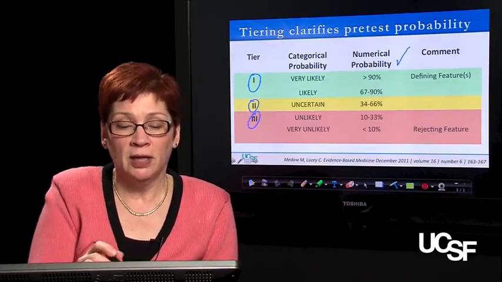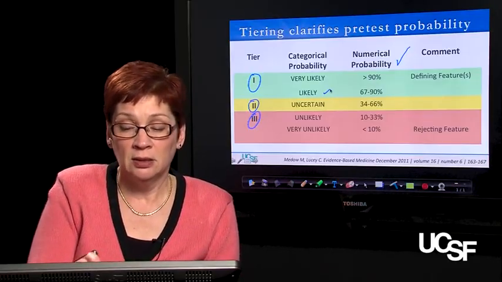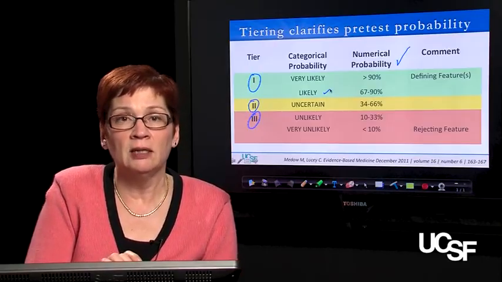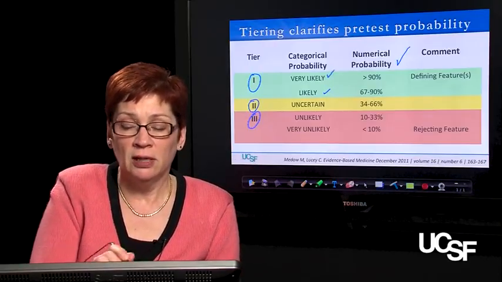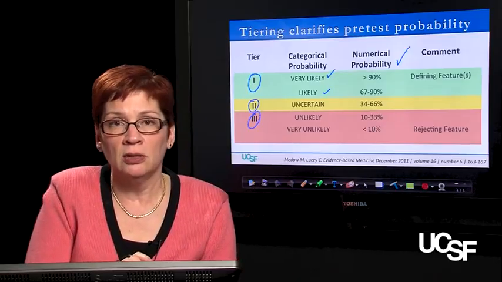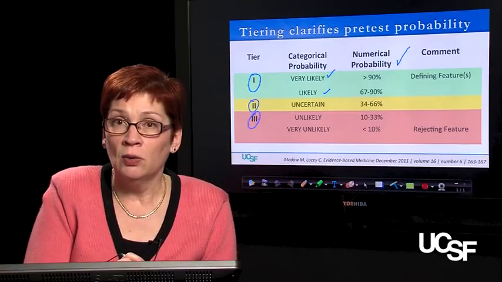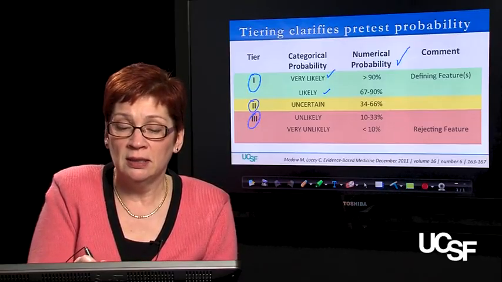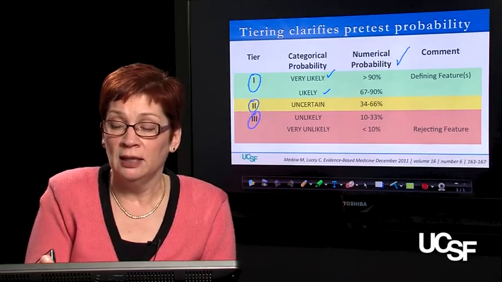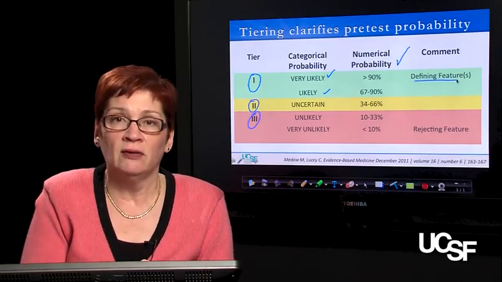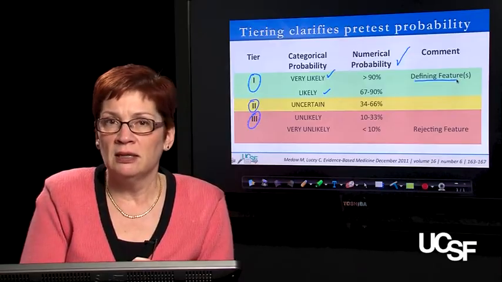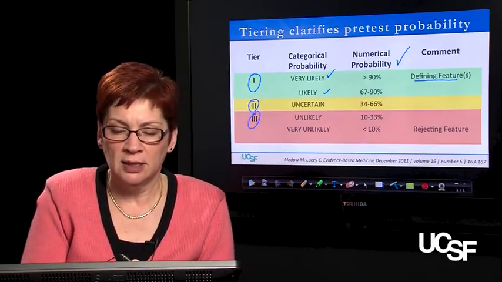And I'm going to subdivide tier 1 into likely, so somewhere between 67 and 90% probability, and very likely, which is greater than 90%, and you'll see why we're doing this in a few minutes. And for our work today, I would say that something moves from likely to very likely if there's a defining feature present, that is, something that really classically describes this disease.